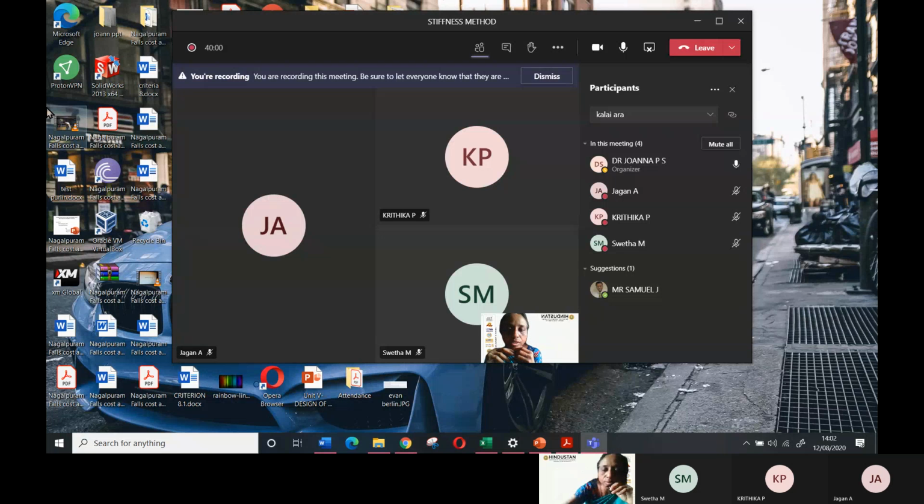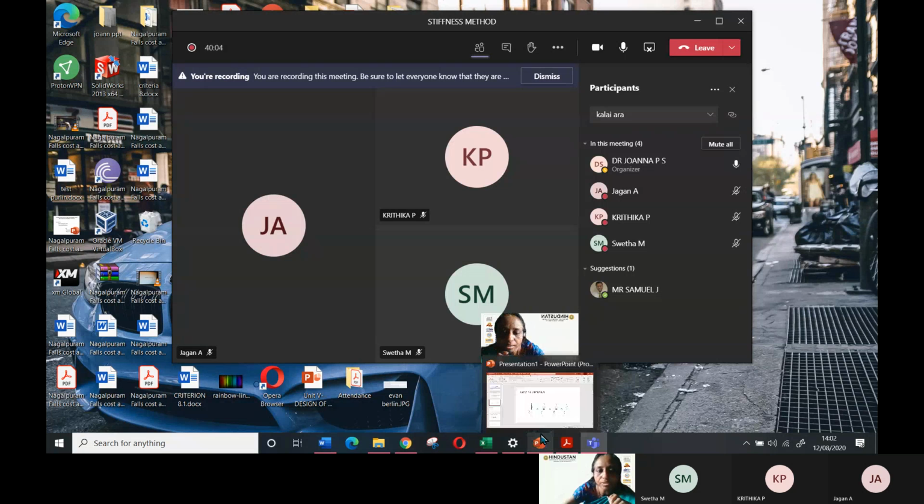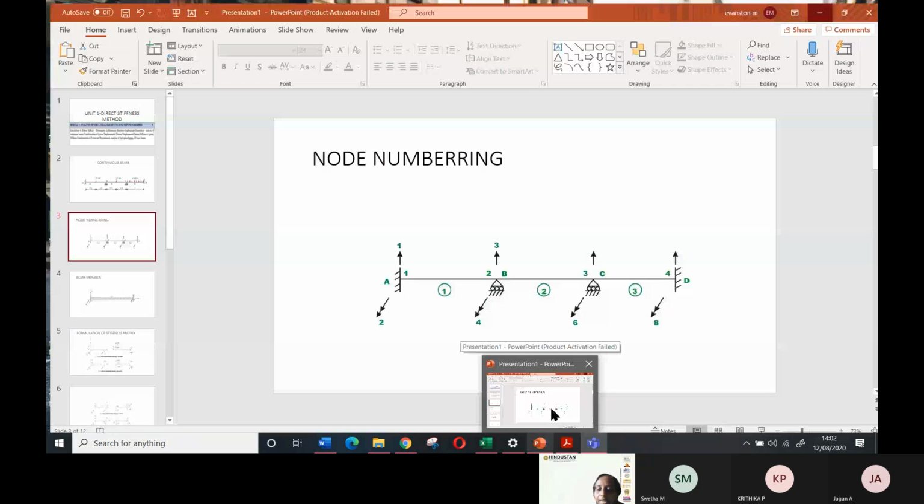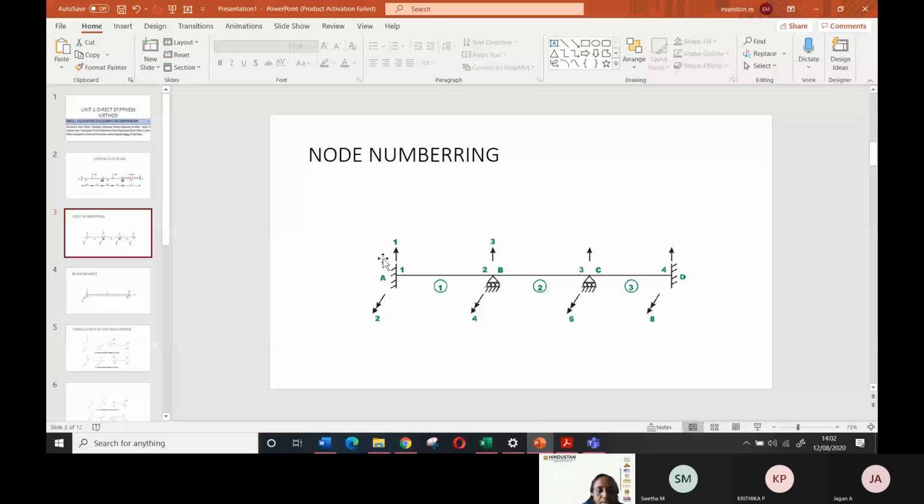So why I'm talking about this is, depending upon the type of support, this translation and rotation will be restrained. For example, this is a fixed support. You are able to see the cursor now. The first one is a fixed support, and the second and third ones are roller supports. The node numbering I have noted now: 1, 2, 3, 4.